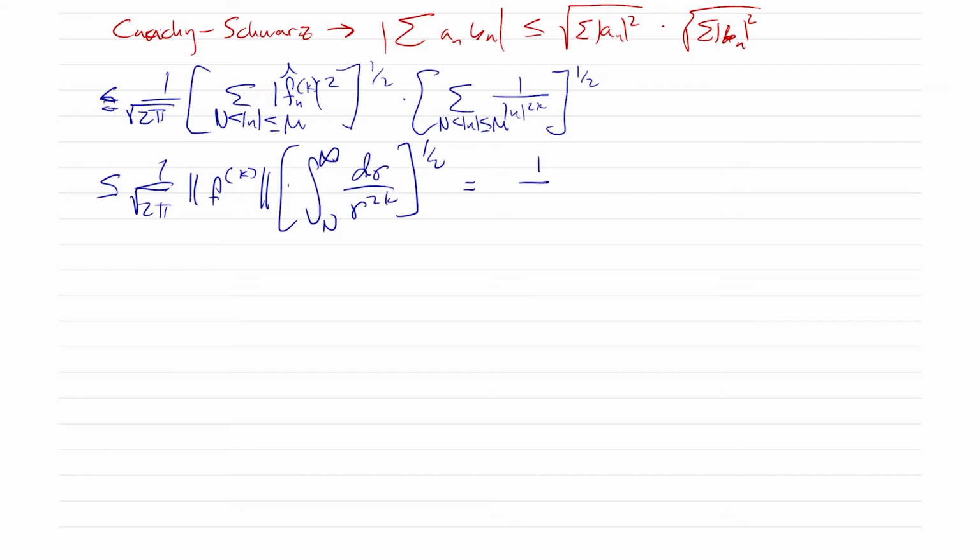You get 1 over square root of 2 pi times 2k minus 1. This is again just doing a little bit of calculus 2. Times fk times 1 over n to the k minus 1/2. There we go. And so then this gives us our constant, and that proves the result.